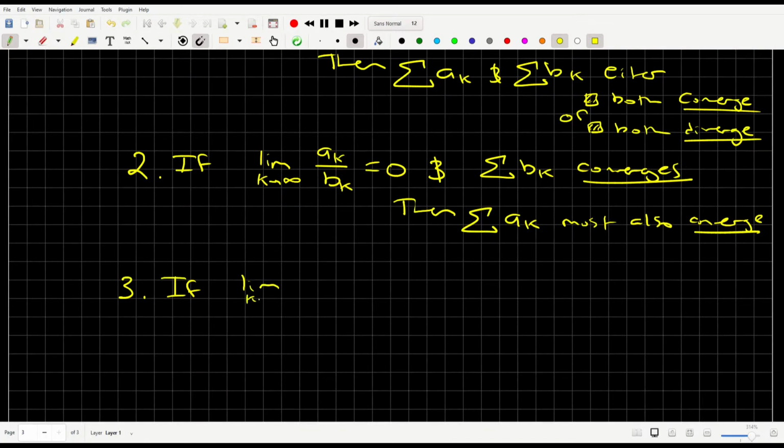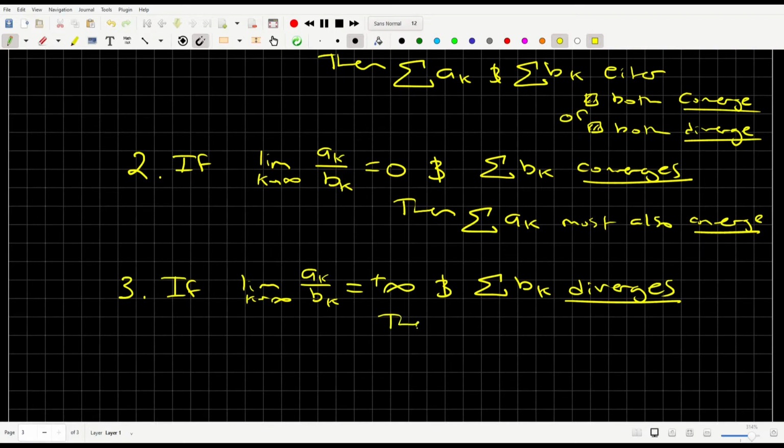And vice versa, we have that if the limit as k goes to infinity of this ratio is equal to positive infinity, which essentially means that the sum of the b_k is growing much, much slower than the sum of the a_k. So if this is true and the summation of our comparison series, the sum of b_k, diverges, then the sum of the a_k must also diverge.